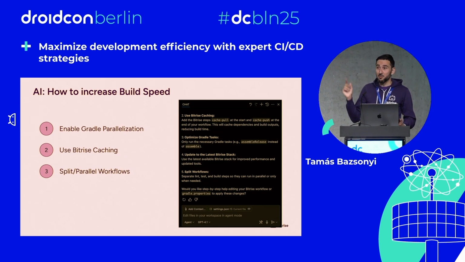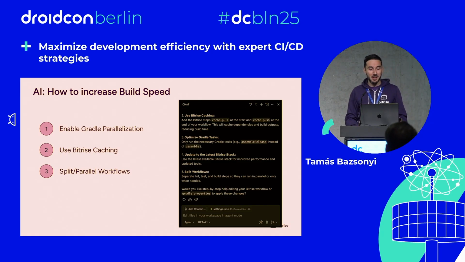One is the Gradle parallelization. The other one is using build cache. In this case, of course, the Bitrise build cache, because we were looking at the Bitrise solution, but basically any kind of build caching solution. And the third one is splitting and parallelizing workflows.